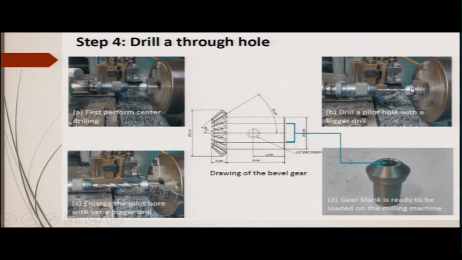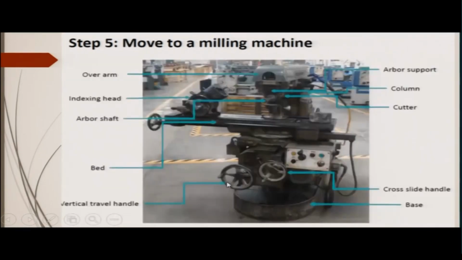The pilot bore, or pilot hole, is made with a drill diameter less than what is required for the internal hole, I mean to say this hole, this diameter. Here you will take a drill of the same size as required, so that the final hole can be made. So, here the diameter is less than the diameter here, then the final diameter of the drill is selected, and the hole is drilled. The gear blank is ready to be loaded in the milling machine. So, now we will go to the milling machine.